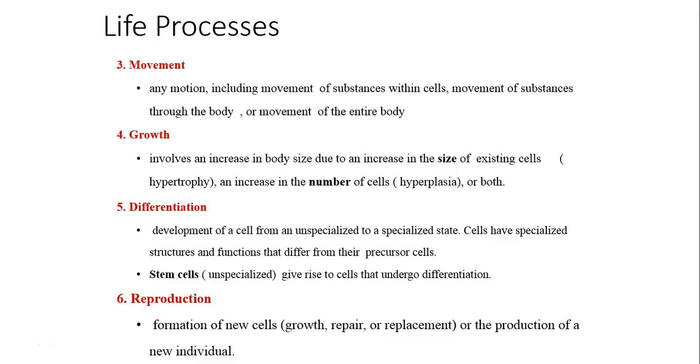Differentiation, the development of a cell from an unspecialized to a specialized state. Cells have specialized structures and functions that differ from their precursor cells. Everybody has heard of stem cells. Stem cells are unspecialized. They have the ability to give rise to many different types of cells that will be more specialized. So stem cells undergo differentiation to become specialized cells, muscle cells, gland cells, etc.